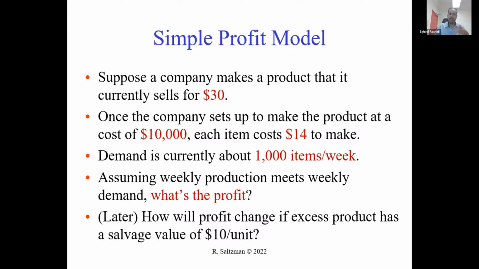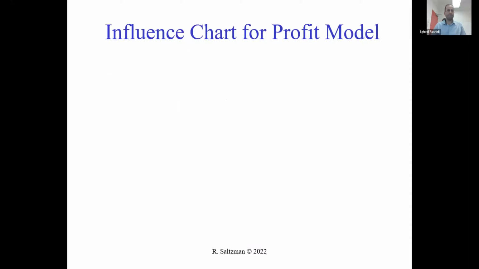So we want to see what the profit is if we produce 1,000 items per week and we sell them, okay? And later on, if we have time, we're going to make the model more advanced and more complicated. So we're going to relax this assumption that whatever you produce, you can sell, okay? What if you produce more than you can sell, right? So suppose we talk about the salvage value. Suppose the salvage value for an item that is not sold is $10, okay? So we want to see how that would impact the model, okay?